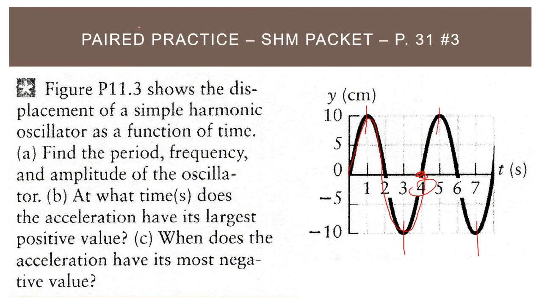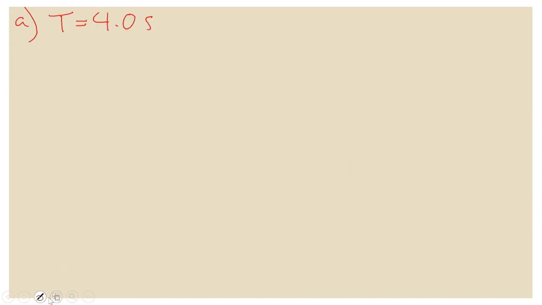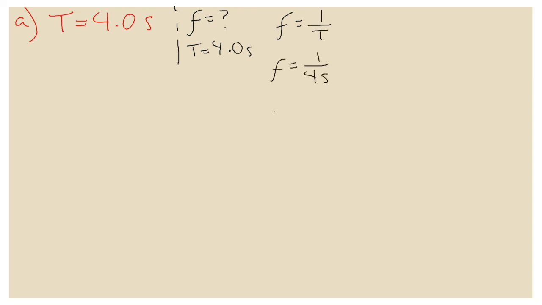The second part says the frequency, and that's pretty straightforward because, as we've already mentioned, the frequency is the inverse of the period. And so we're looking for the frequency, and we know now that the period is 4 seconds. So the frequency is 1 over T, and so this is just going to be 1 over 4 seconds, or 0.25 hertz.